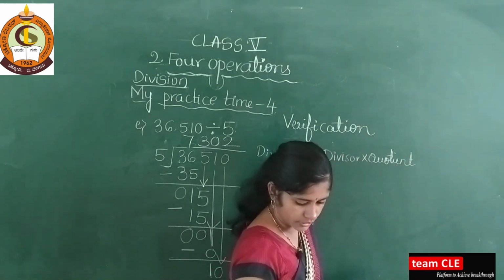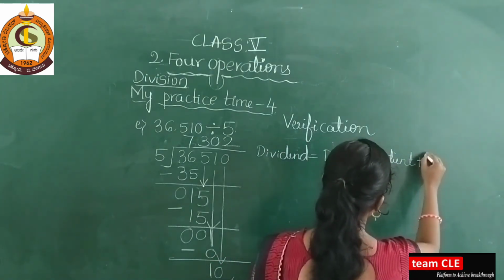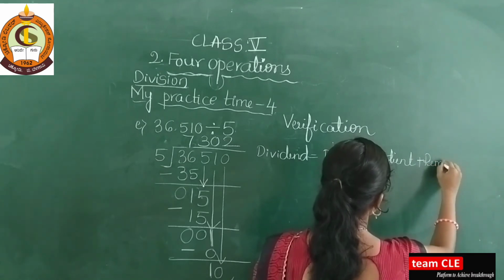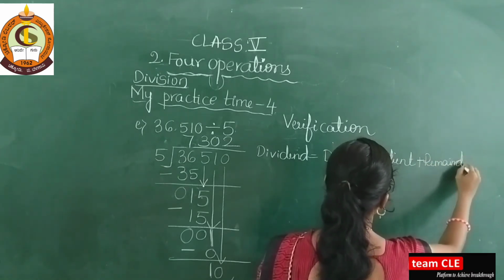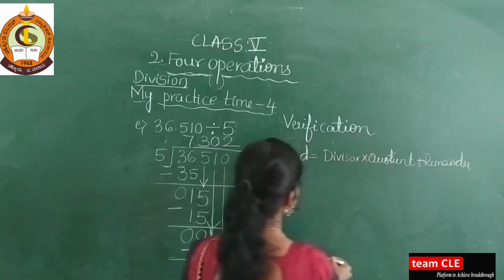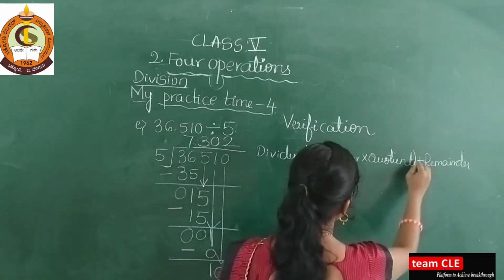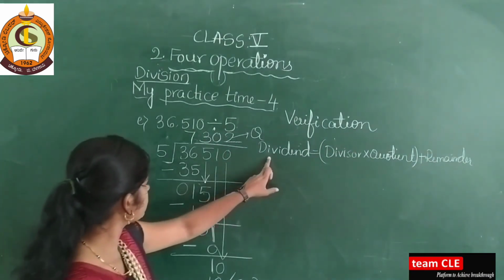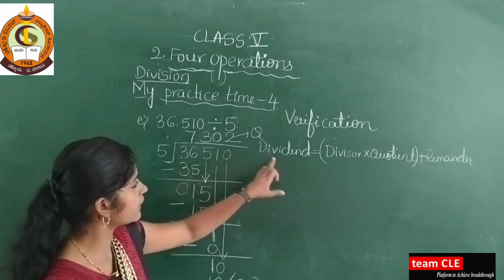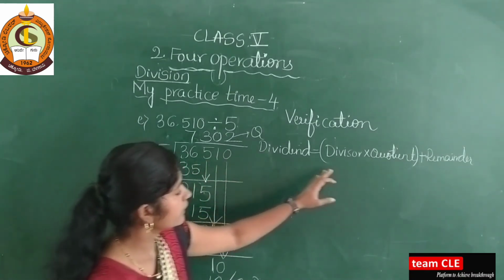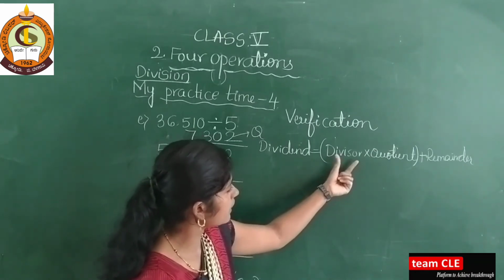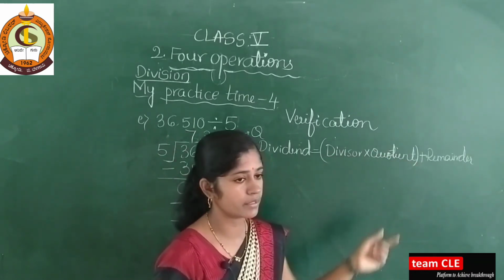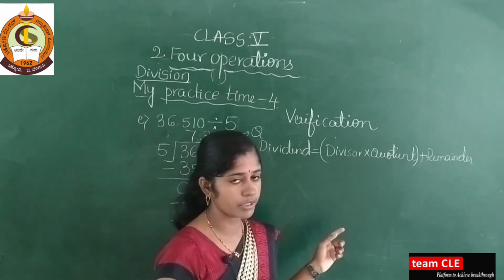Next, here plus remainder. To verify, you need to know this formula. Dividend: how much is the dividend here? 36,510, that you need to write. Next, what is there? Divisor into quotient plus remainder. This formula you need to keep in your mind.